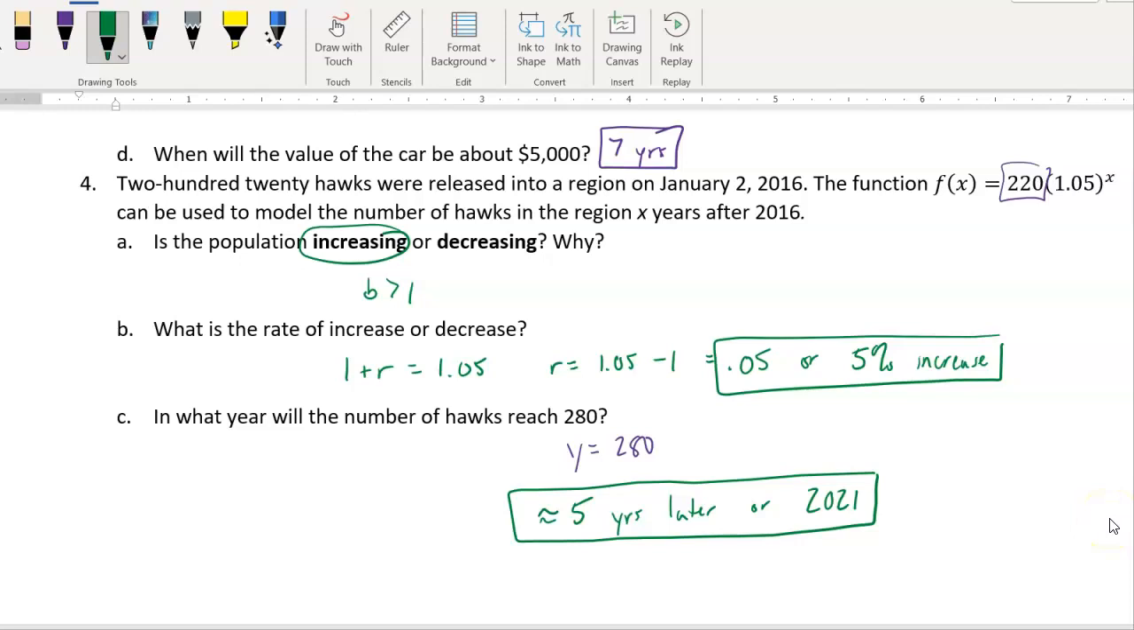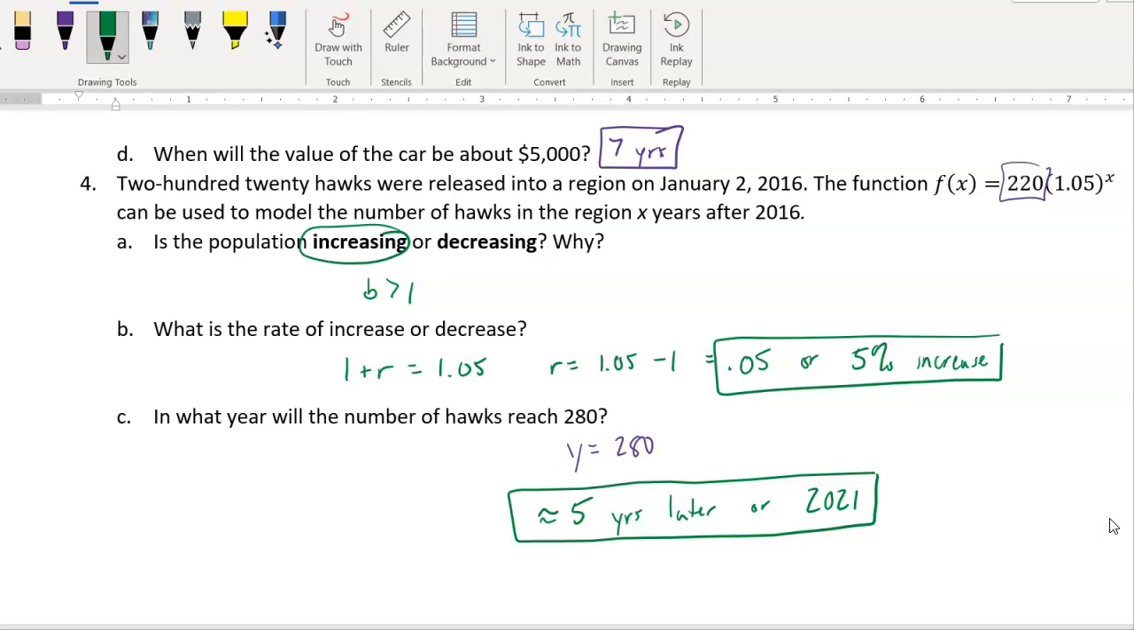Just by looking at the equation, we could see that the population should be increasing because our b value is bigger than 1. It's 1.05. And what is the rate of increase? So to find that percentage rate, or the rate as a decimal, I would accept either one. On Savvas, you want to make sure that you check to see how they want you to write your answer. But remember, our formula would be 1 plus r would equal that value for b. And so I could solve that for r by subtracting 1 from both sides. So 1.05 minus 1 would give you 0.05. Or if you change it to percent, it represents a 5% increase.